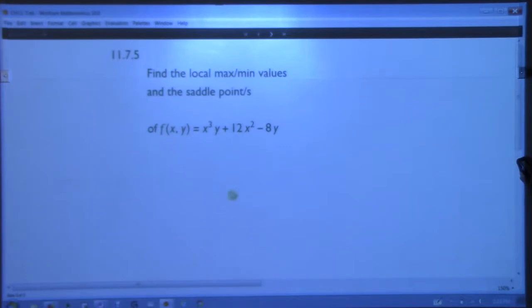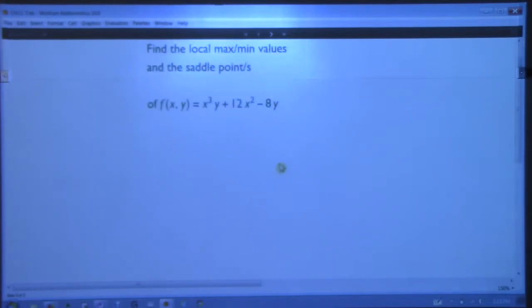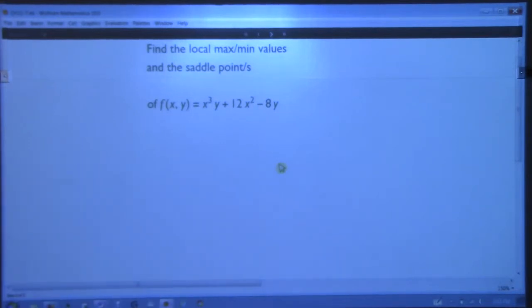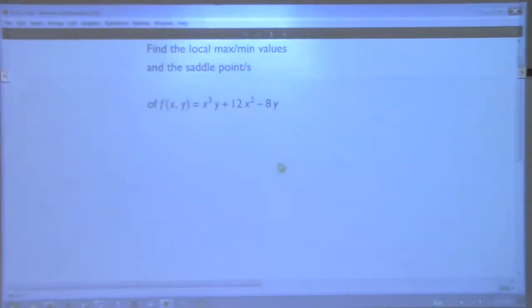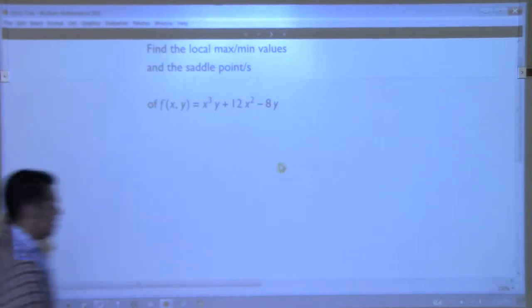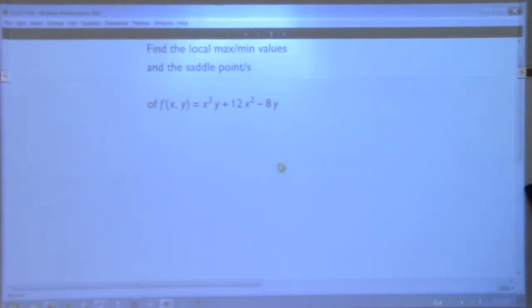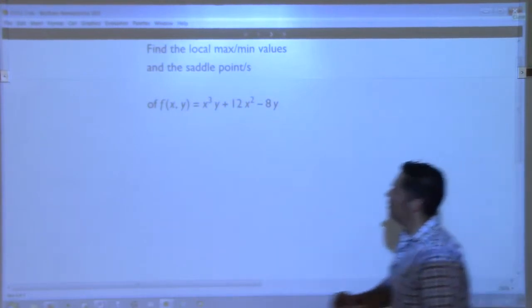Okay. How about this one? Do you kind of get an idea of how this is working? Okay, so let's see if we can grind through this one a little faster. First, I'm going to do all those partials, and do fx, fy, fxx, fyy, fxy.